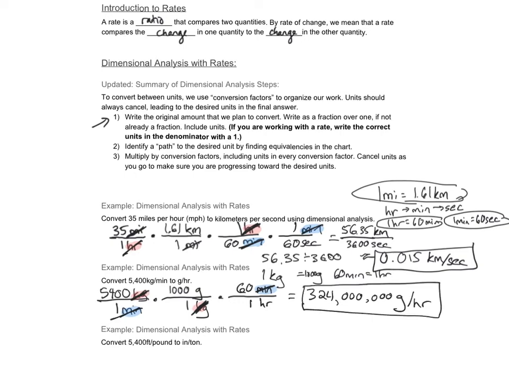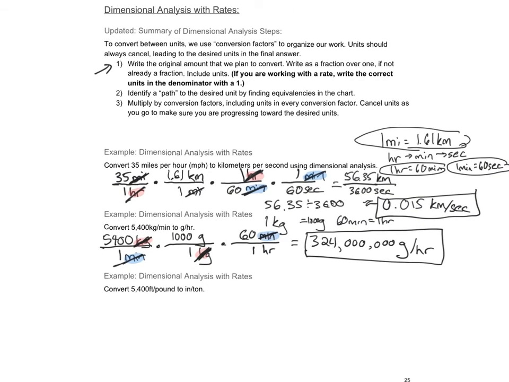All right, and last but not least, we have 5,400 feet per pound to inches per ton. So we need to be able to go from feet to inches. So just remember, 1 foot is equal to 12 inches. And we need to be able to go from pounds to tons. And you can see on your chart that 2,000 pounds is equal to 1 ton. So that's everything we need. We always start out being very careful with rates to write it so that the units are split up over the fraction.